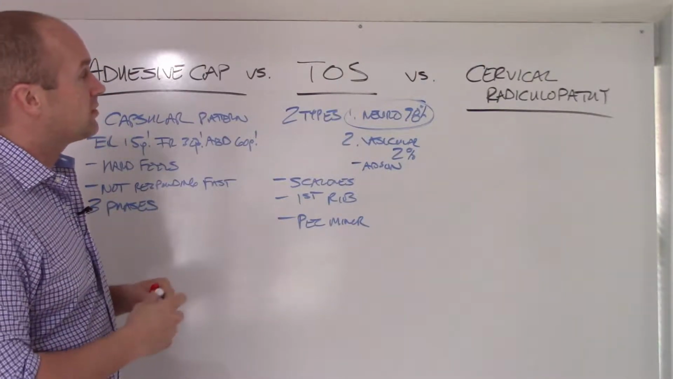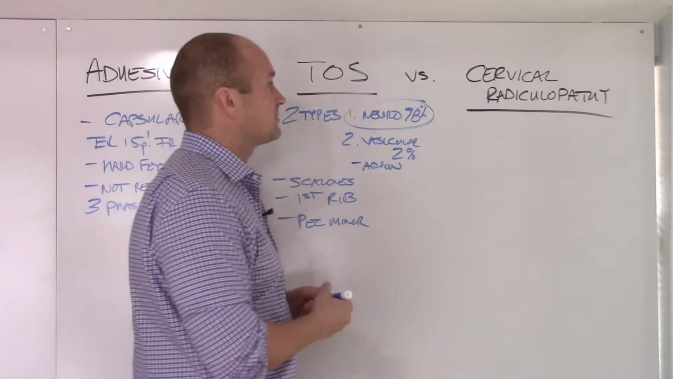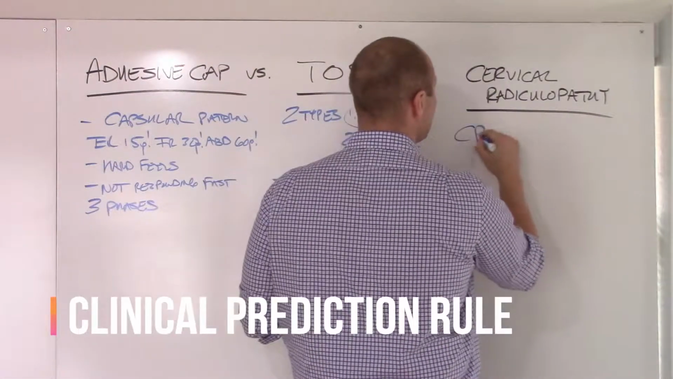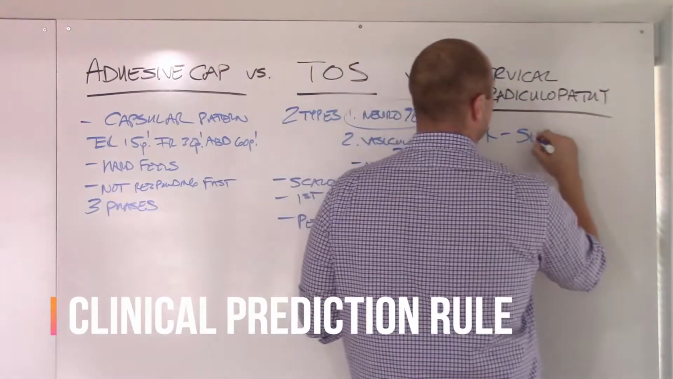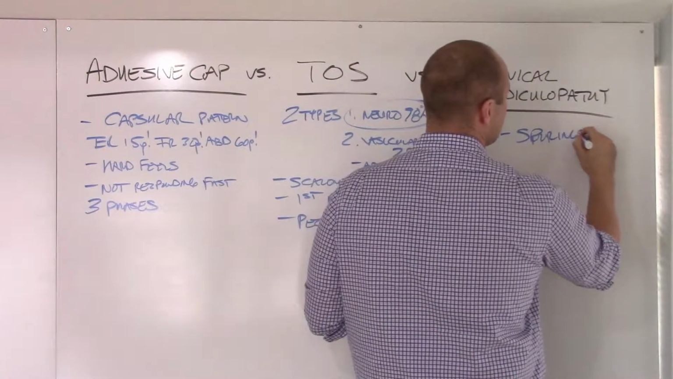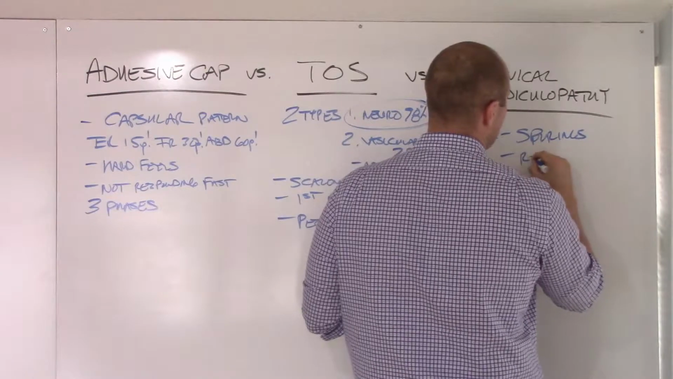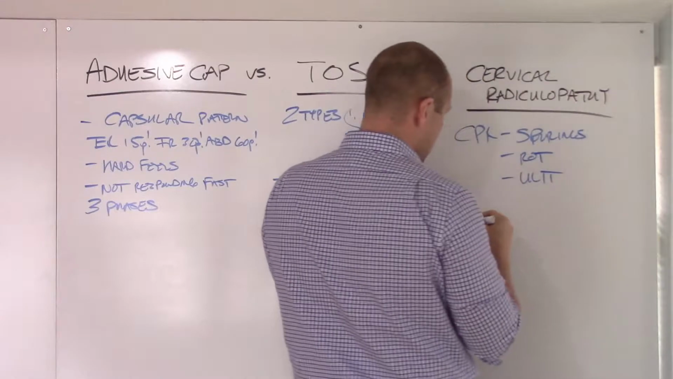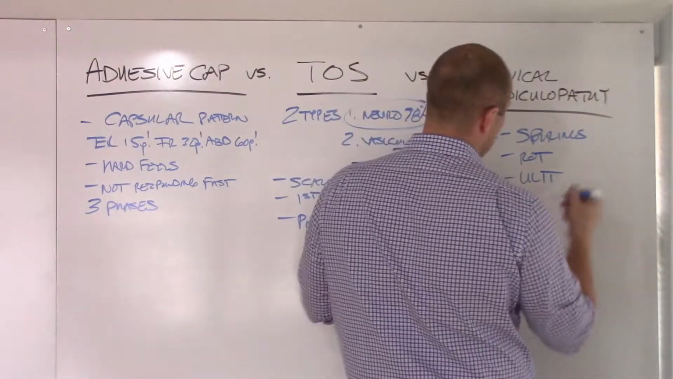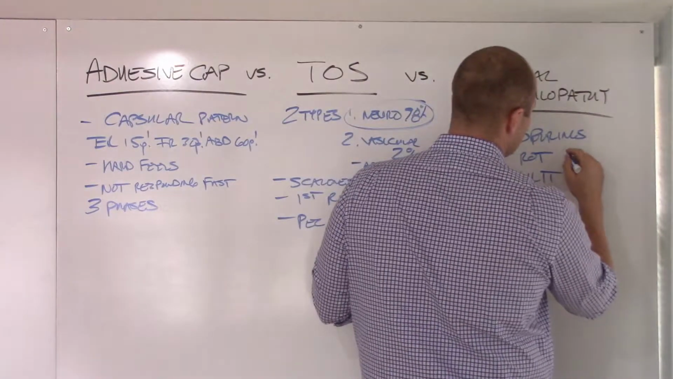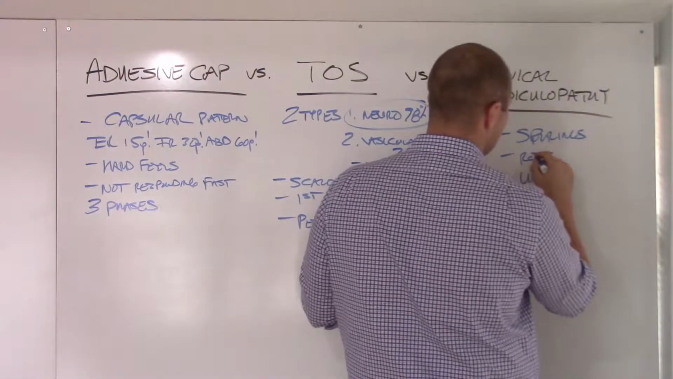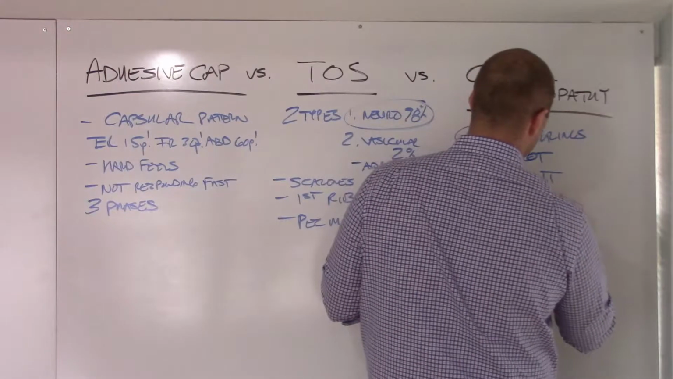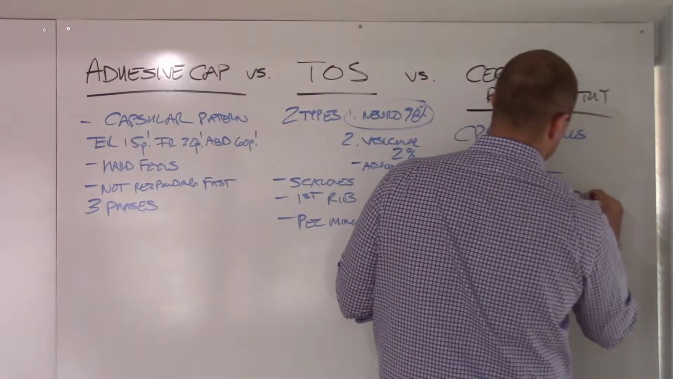Okay, your cervical radiculopathy. What if the current symptoms are coming from the spine? I think it was Wainner who did the CPR. You've got your Spurling's test, you look at your rotation, you look at your upper limb tension test and the rotation degrees. I believe it's decreased rotation to the affected side. And then the distraction.